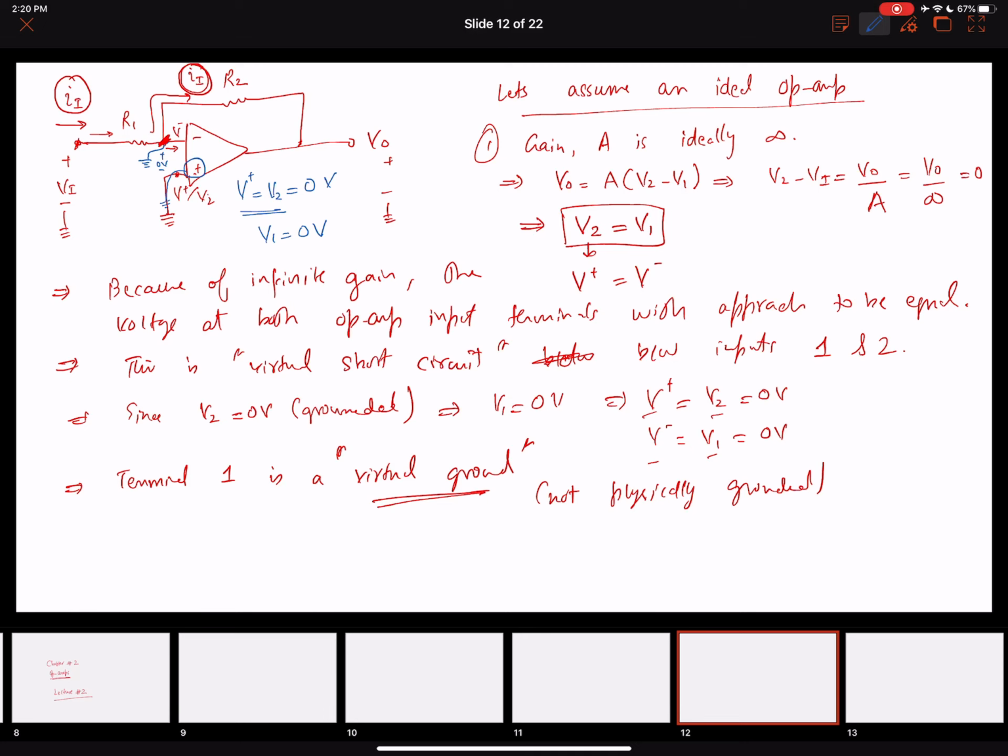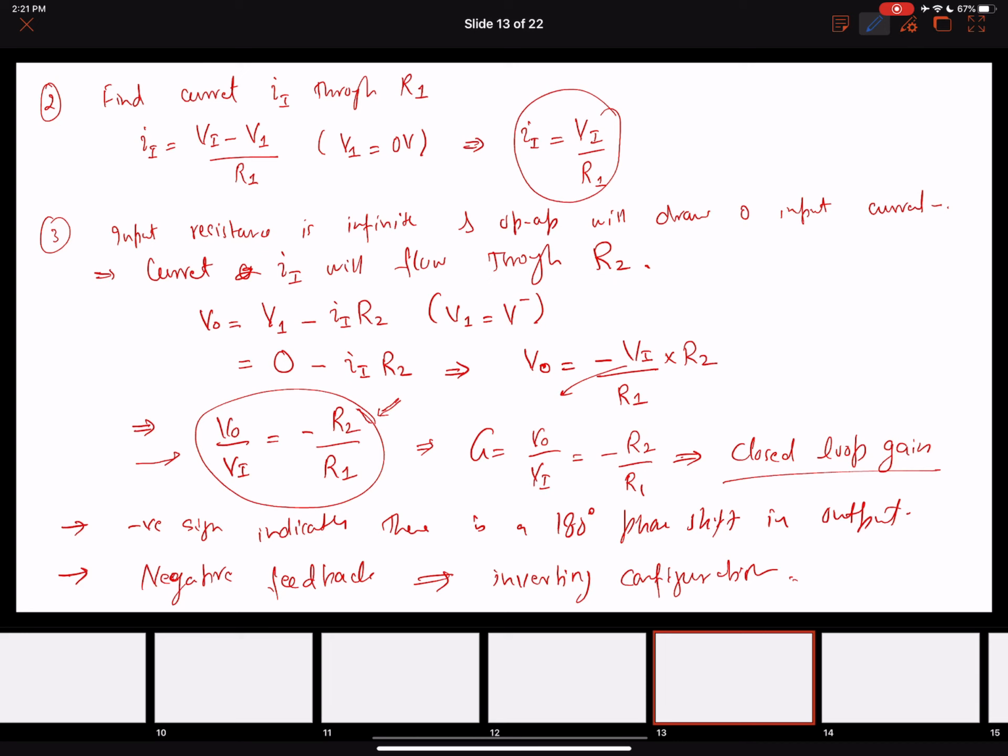And using that, we ended up finding the two equations. Another important thing that we learned is that if our gain is infinite, then our voltages at both the input terminals, the negative terminal and the positive terminal, will approach to be the same. And since our positive terminal is grounded, there will be a virtual ground at the negative terminal. It is not physically grounded, but it will appear to be grounded. In that case, we have a virtual short circuit between these two terminals. And we simply ended up finding the value of II through resistor R1.